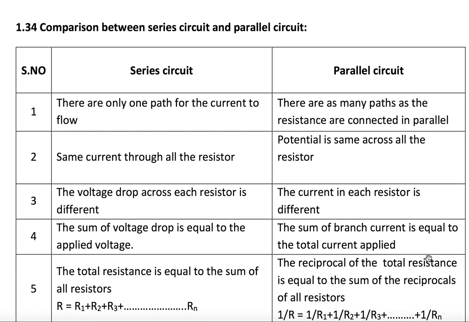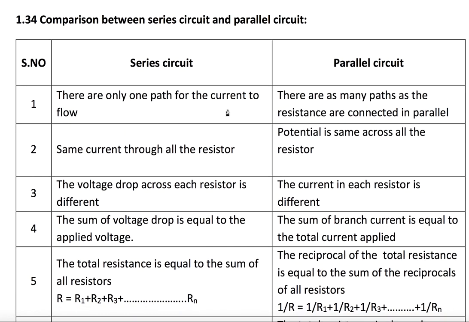Comparison between series and parallel circuit. There is only one path for the current to flow. That is what a series circuit is. And there are many paths, because the resistors are connected in parallel. The same current flows through all the resistors. That is what a series circuit is.